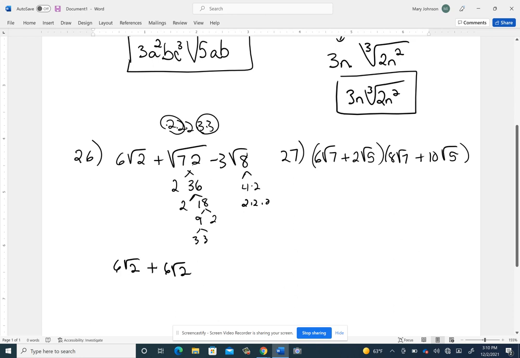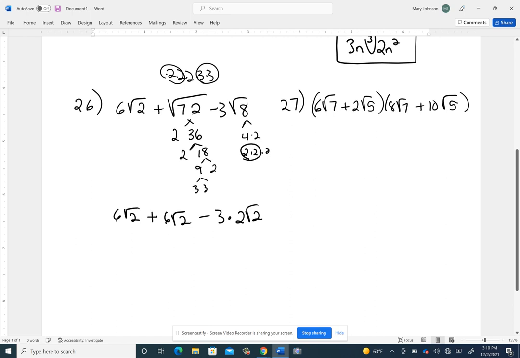And then the last term is going to be minus 3 times 2 on the outside, and 2 underneath. So we have 6 square root of 2 plus another 6 square root of 2, and it happens to be minus a 6 square root of 2. So we wind up with 6 square root of 2, and we're done.